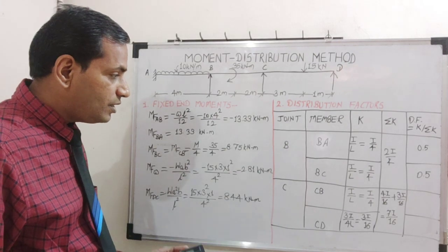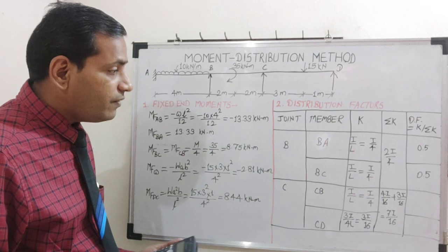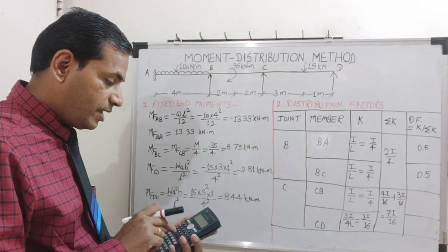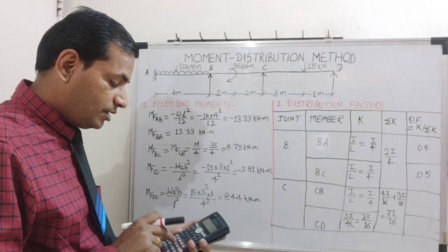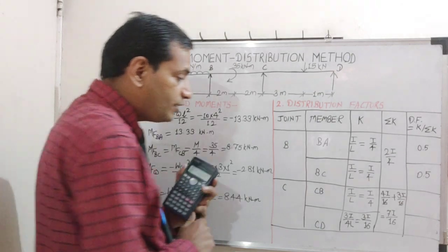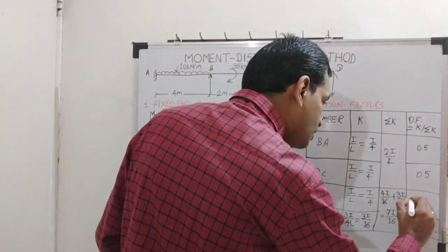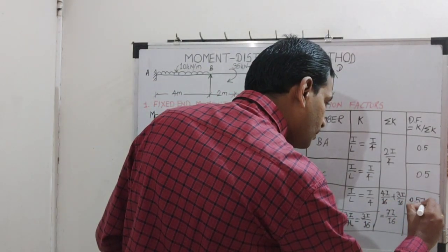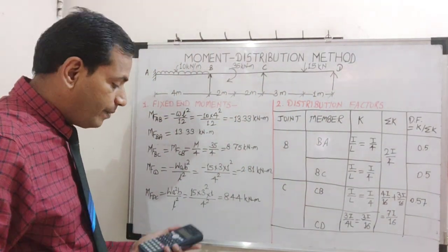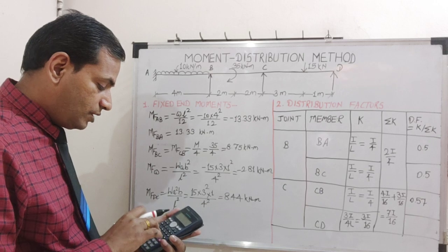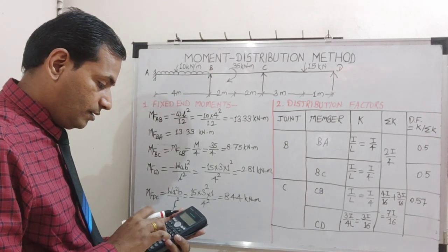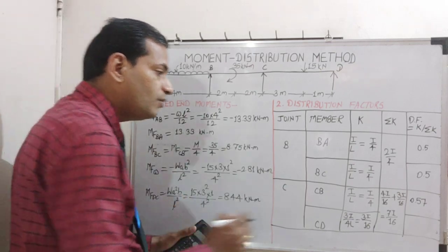Now find out the distribution factors for both the members. So the first member is CB. For this, the K value is I by 4. So 1 by 4 divided by 7 by 16, so the value is 0.57. So let us write this value of distribution factor, 0.57. Next, CD member. So it will be 3 by 16 divided by 7 by 16. So the value is 0.43.